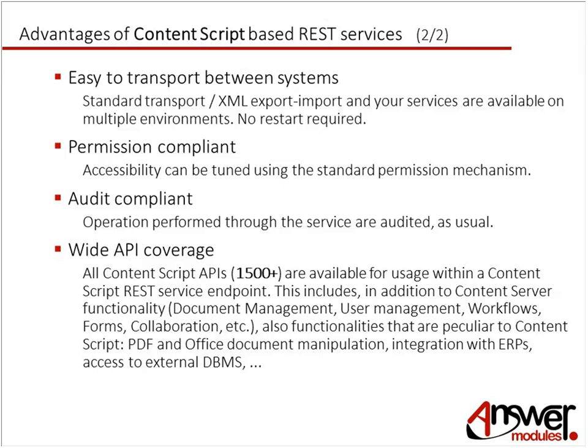Basically, we have a convention over configuration approach. Creating a new REST service is just a matter of creating an object inside a CS services folder in the content script volume. These new services will be automatically available on two endpoints, one that can be consumed within the Content Server UI and one that can be consumed using a standard REST services authentication mechanism.